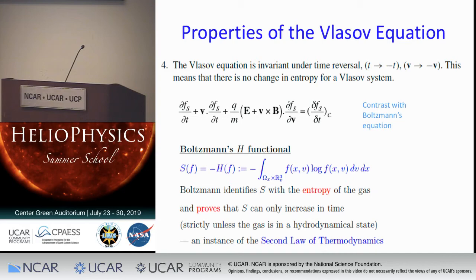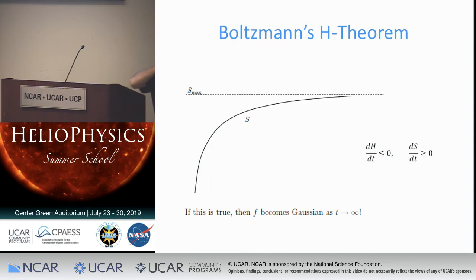form of the equation. Believe it or not, you prove it rigorously. That is unbelievable. Go look at a text on kinetic theory. Very clever proof too. So this is what you come to. That function H, which is minus S, where S is the entropy of the system, which increases as a function of time.